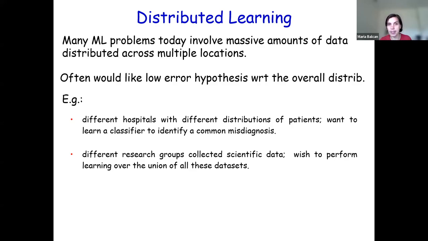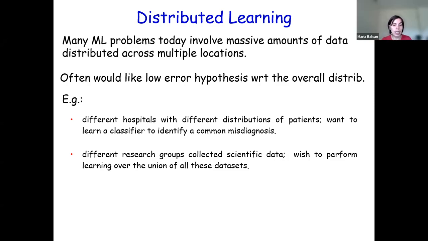So now we'll talk about distributed learning for supervised classification. And to set up the stage, I'm just gonna again mention that many machine learning problems today involve massive amounts of data that is distributed across multiple locations, and often we would like to learn a low-error hypothesis or a low-error classifier with respect to the overall data distribution, with respect to the mixture distribution, right? So for example, we might have different hospitals and each of them has a different distribution of patients.